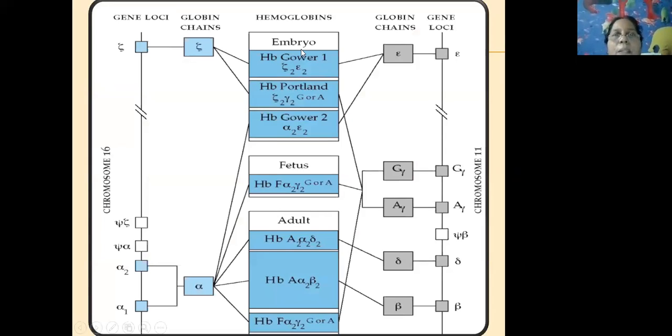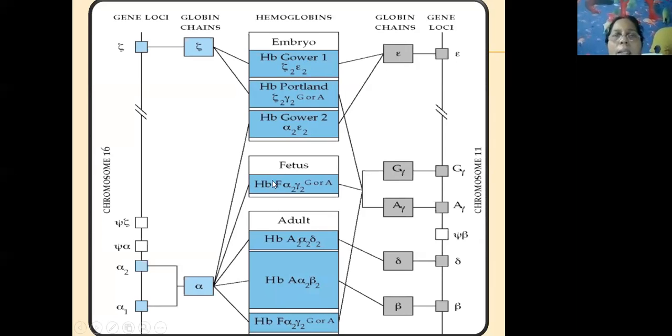See here, this is during the embryonic life. This is the fetal life and the adult life. In the embryonic life, it is hemoglobin Gower 1, Portland and Gower 2. So don't remember all this, but see that it is the delta and the epsilon that is present, and that delta is replaced by alpha and then epsilon finally. So there are many switchovers.